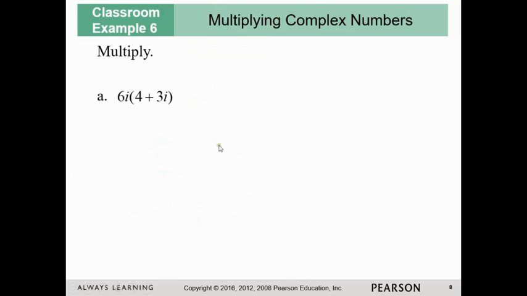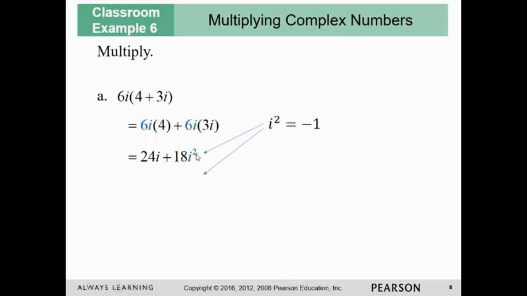Now we're talking about multiplying complex numbers. So what we're going to do is distribute the 6i times these two terms in this binomial. So 6i times 4, 6i times 3i. Remember, something very special happens when we multiply i times i, we get i squared. So we got 6i times 4 is 24i. 6i times 3i is 18i squared.